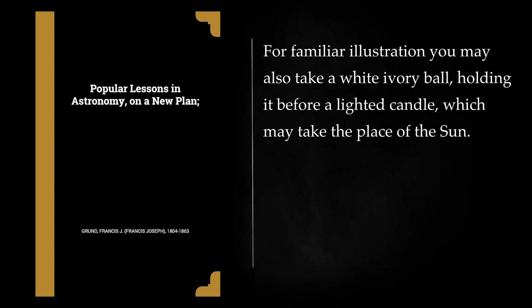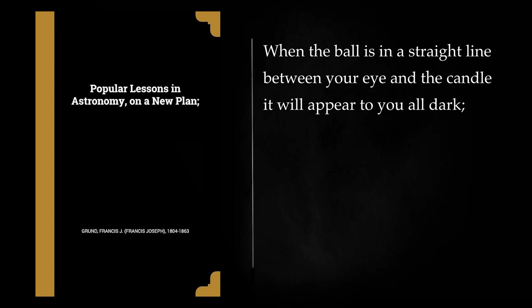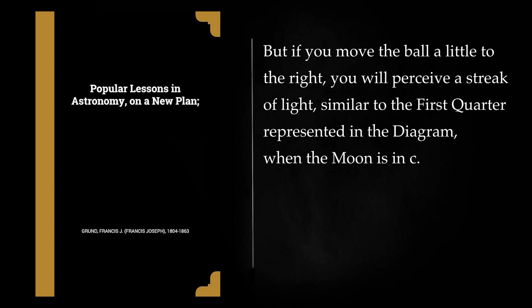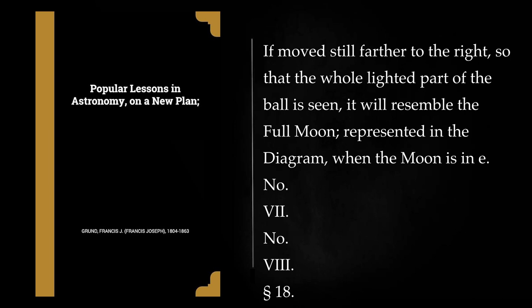For familiar illustration, you may also take a white ivory ball, holding it before a lighted candle, which may take the place of the sun. When the ball is in a straight line between your eye and the candle, it will appear to you all dark, because the lighted part is then entirely turned toward the candle, away from you, and you have the same case which is represented to you in the diagram, when the moon is in A. But if you move the ball a little to the right, you will perceive a streak of light, similar to the first quarter represented in the diagram, when the moon is in C. If moved still farther to the right, so that the whole lighted part of the ball is seen, it will resemble the full moon, represented in the diagram, when the moon is in E.